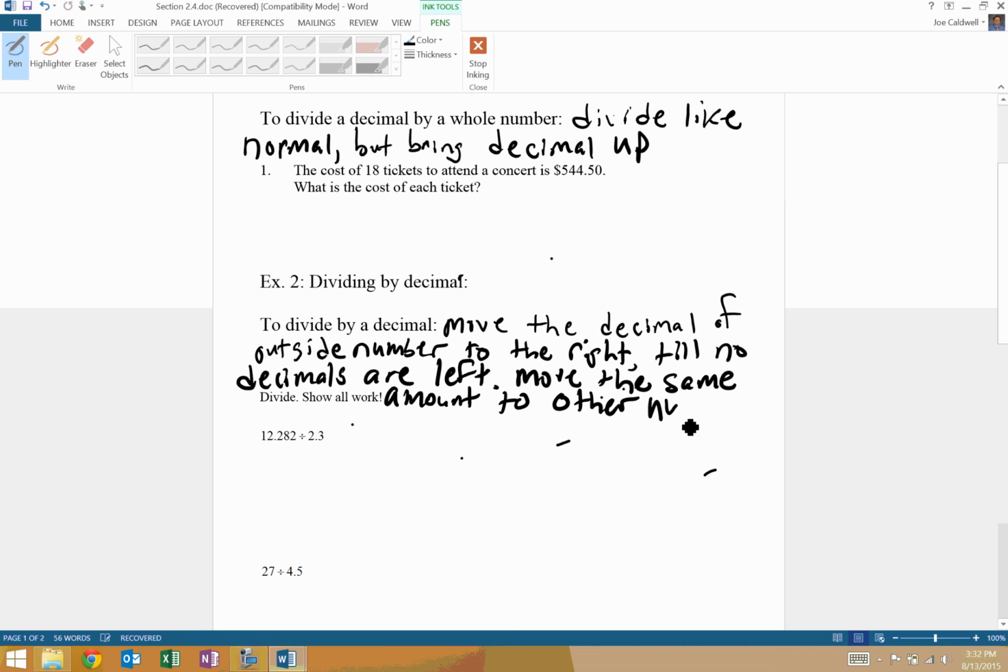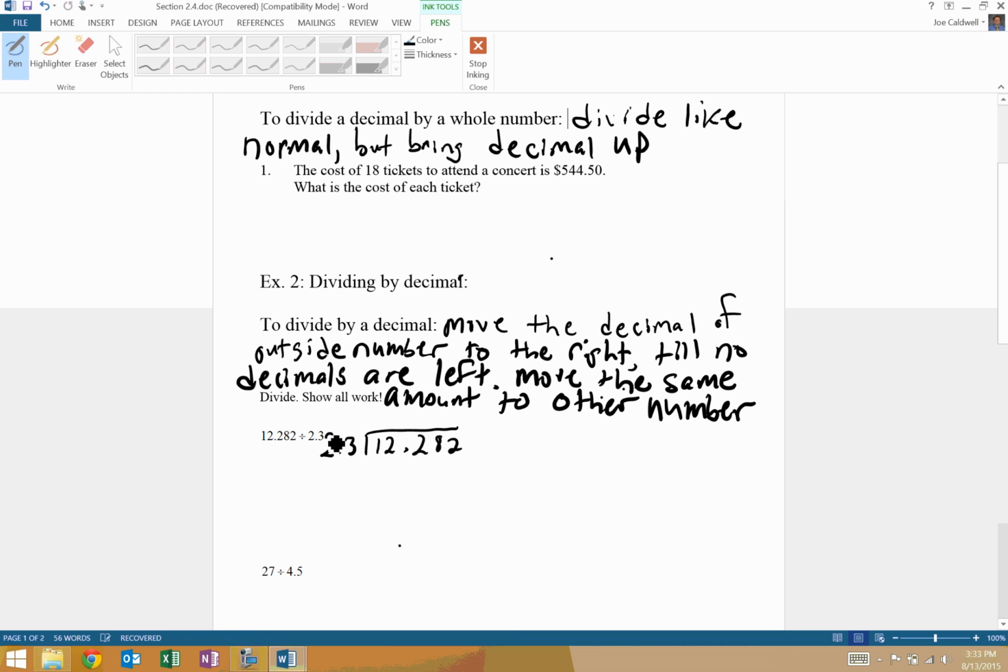Again, the first and biggest issue people have is not getting things set up correctly. They put the one that's supposed to go inside, outside, or something goes wrong. So remember, first number goes inside, second number goes outside. So 12.282 divided by 2.3. Here's what I'm talking about.